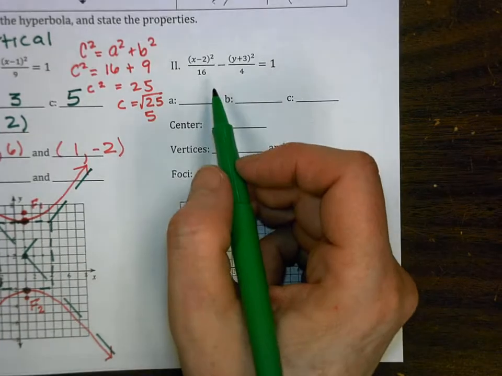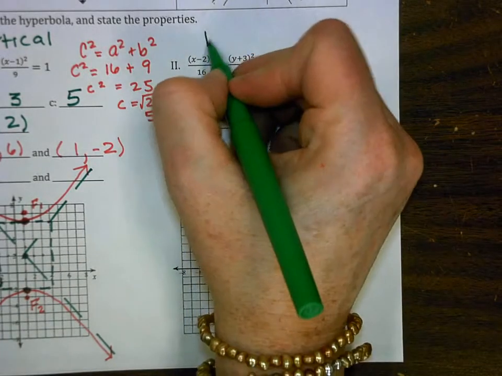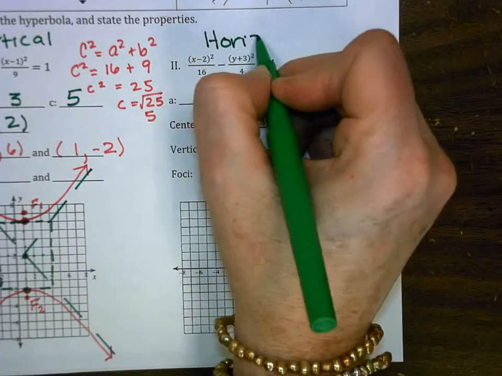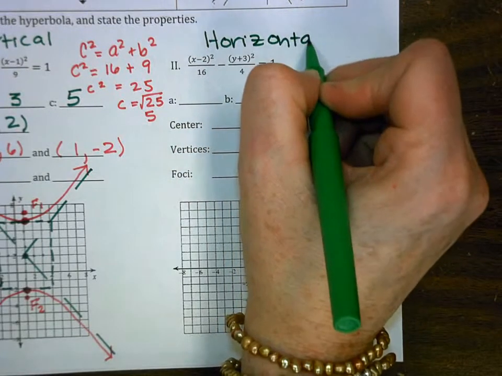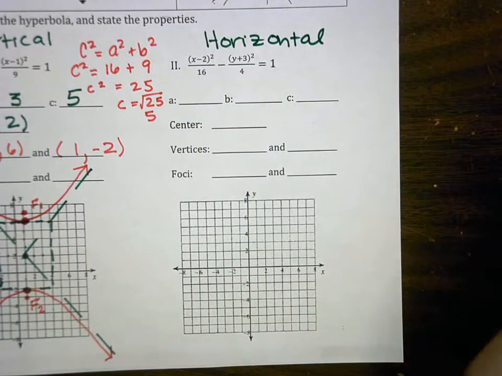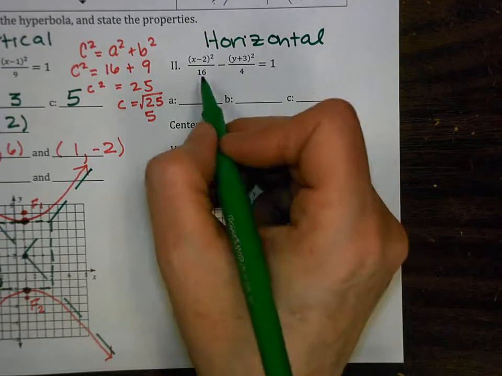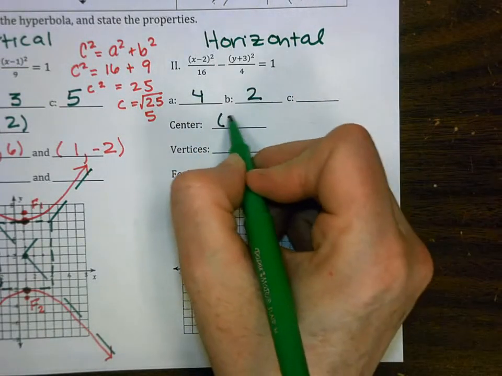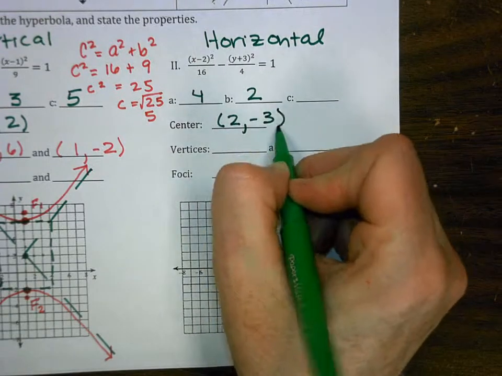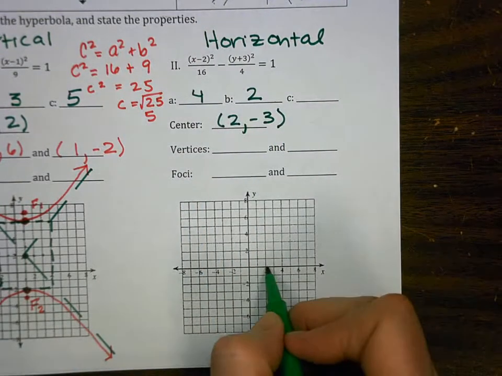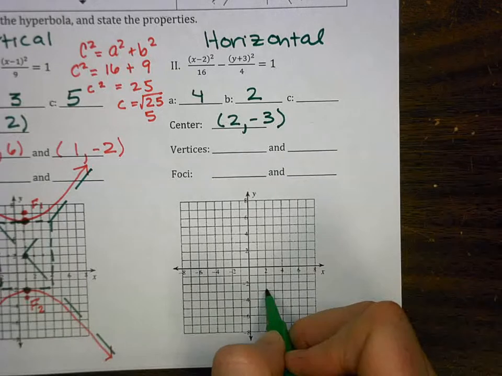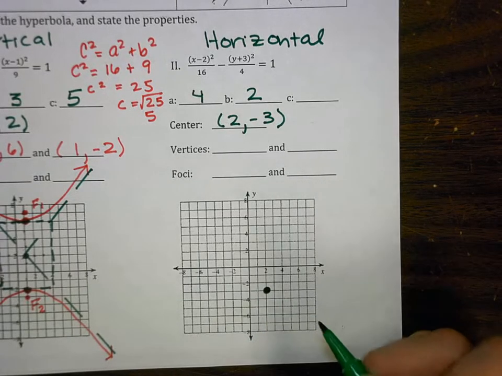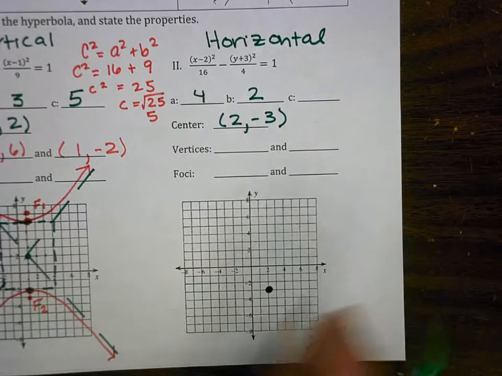Let's do it again. So now, what term is positively squared? X squared is positive, so this is a horizontal ellipse. Excuse me, I'm saying ellipse, and I mean hyperbola. A horizontal hyperbola. A is 4, and B is 2. Our center is 2, negative 3.